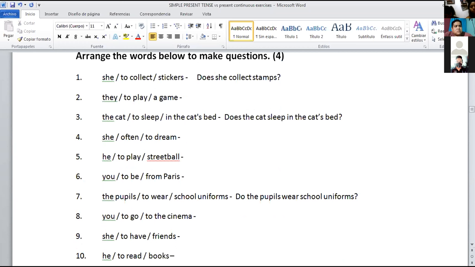Now, here, make questions. For example, she collects stickers. Does she collect stamps? Okay, let's change this to stamps. Does she collect the stamps? Okay, what is number two? Cristina? Do they play a game? As easy as that. Okay, very good. Does the cat sleep in the cat's bed? Can you see the cat? So I need does, because I'm talking about an animal. Which is the pronoun? It.